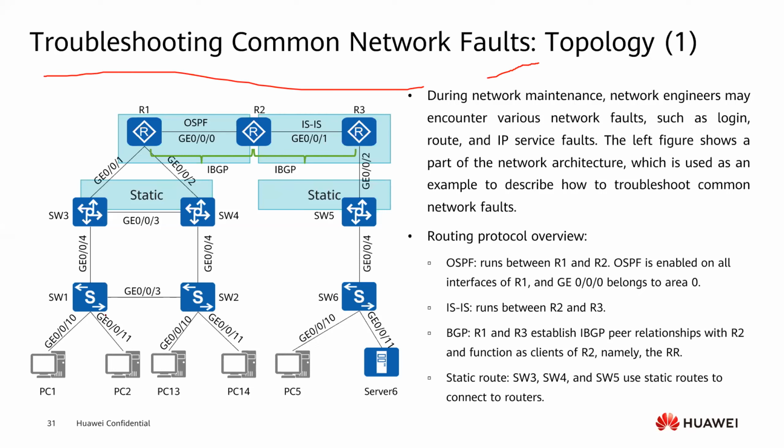Okay. First, we see the troubleshooting topology. We have PC1, PC2, PC3, PC4, PC5, and server 6. The server has some applications, and we can see the routing protocol. Here lists the routing protocol for R1 and R2.